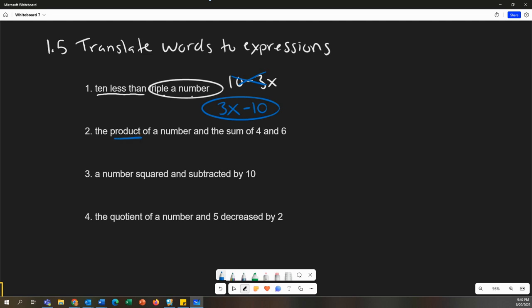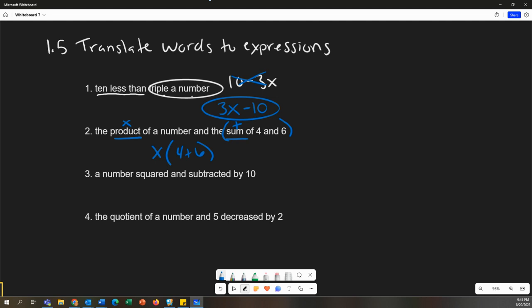The product would be multiplication of a number, and the sum would be addition of 4 and 6. Sum of 4 and 6. Now, the product of the sum means I have to do the sum first, because I'm taking that product and multiplying that number by the sum. So the product of a number and the sum of 4 and 6. Now, I'm not simplifying this. It doesn't say simplify. It just says write the expression. Change the words to the numbers and symbols. So sum of 4 and 6 multiplied by a number.